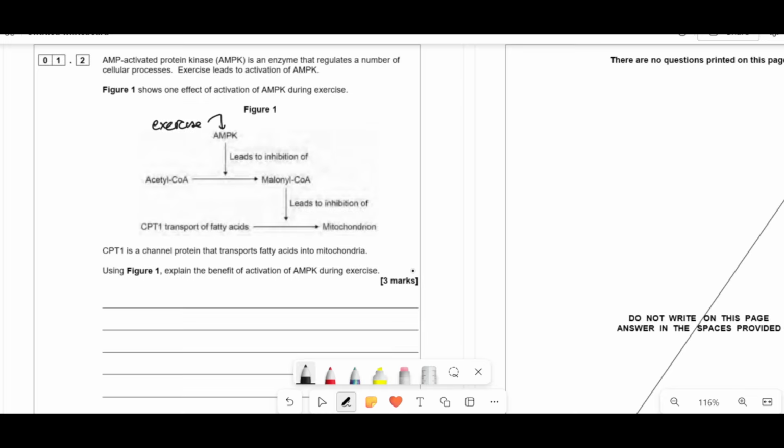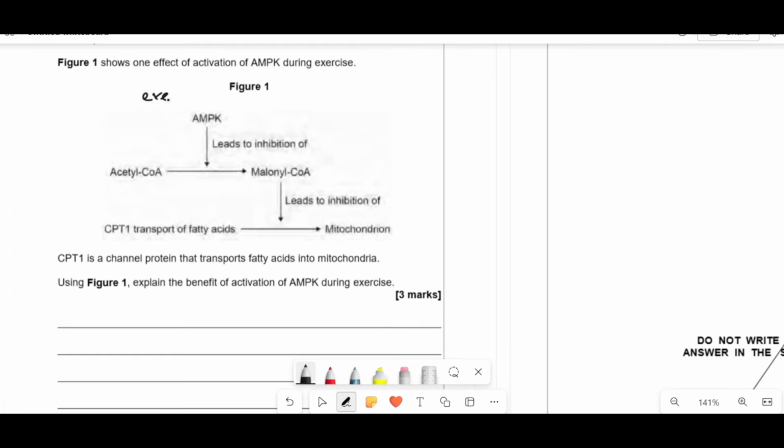The idea is that you're supposed to use what the question's telling you. So again, exercise activates AMPK. If it activates AMPK, you're inhibiting the conversion of acetyl-CoA to this. This malonyl-CoA inhibits the transport of fatty acids into the mitochondrion. So if we're going to use more AMPK, we're going to stop this acetyl-CoA becoming this, which means we're going to get less of this. That's what the figure is telling you.